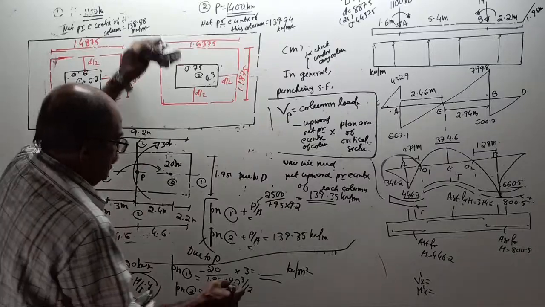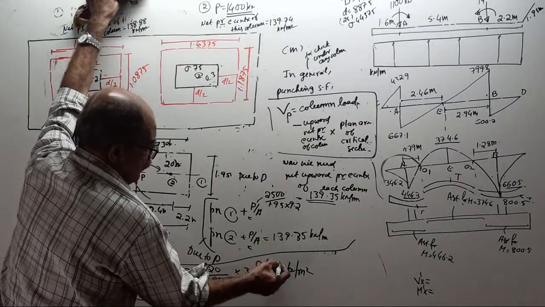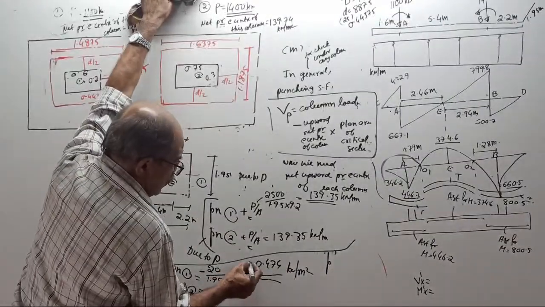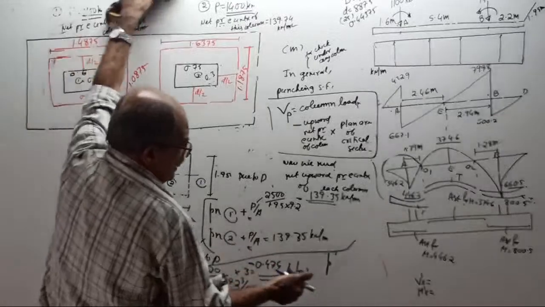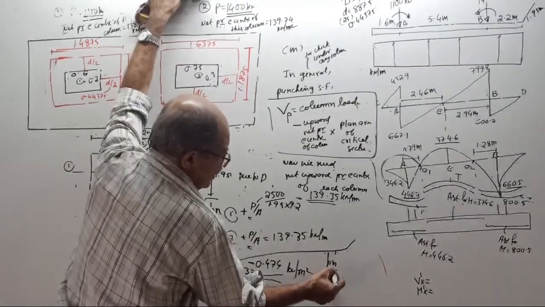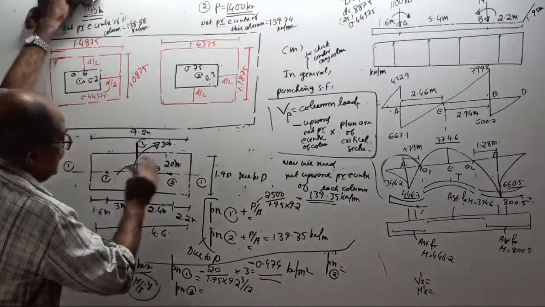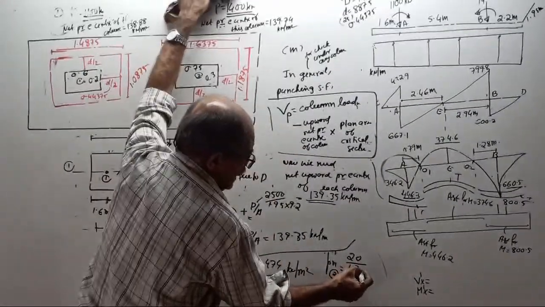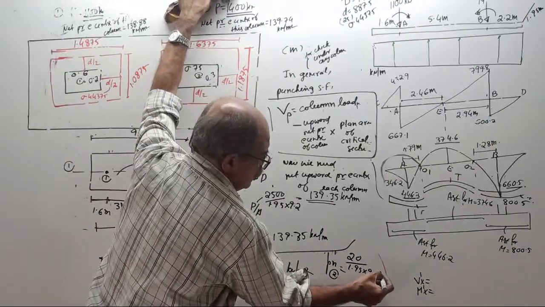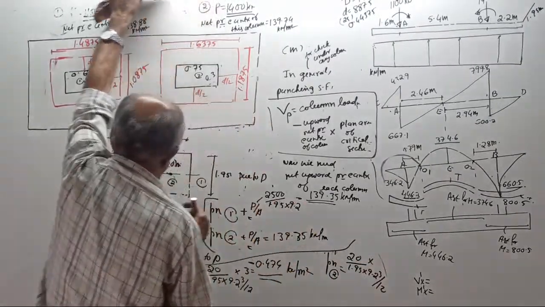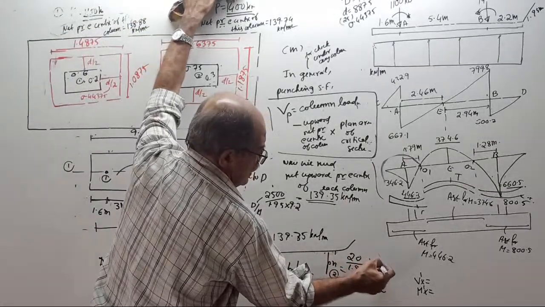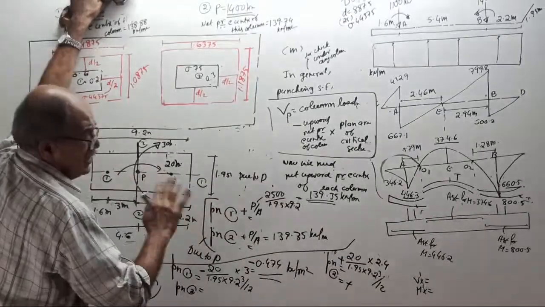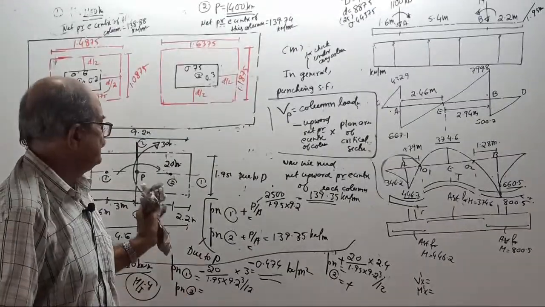0.474. And net pressure, this is negative. Why negative? Moment this way. Net pressure under column 2 due to this 20 kN meter is 20 divided by 1.95 into 9.2 cube by 12 into y, which is 2.4. Tell this answer also. This is positive. Why? This side is compression.